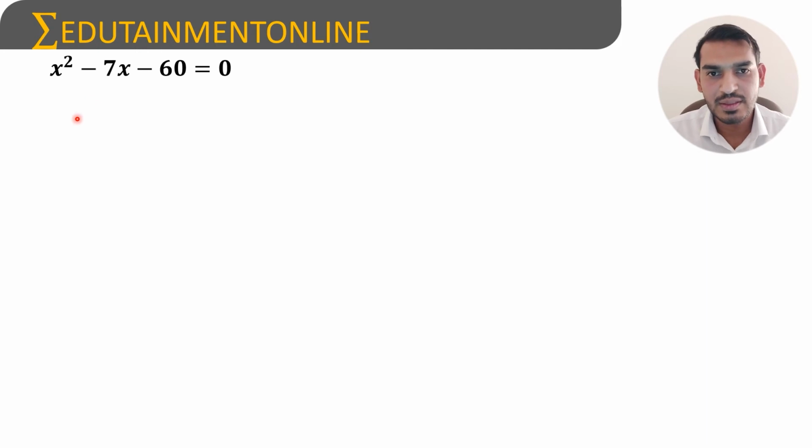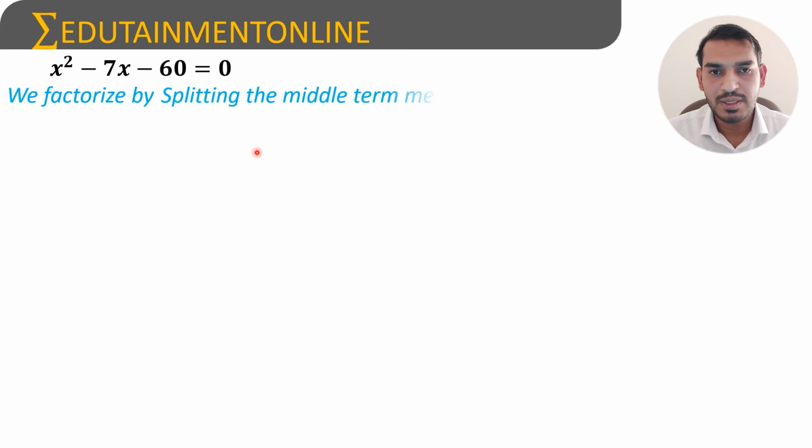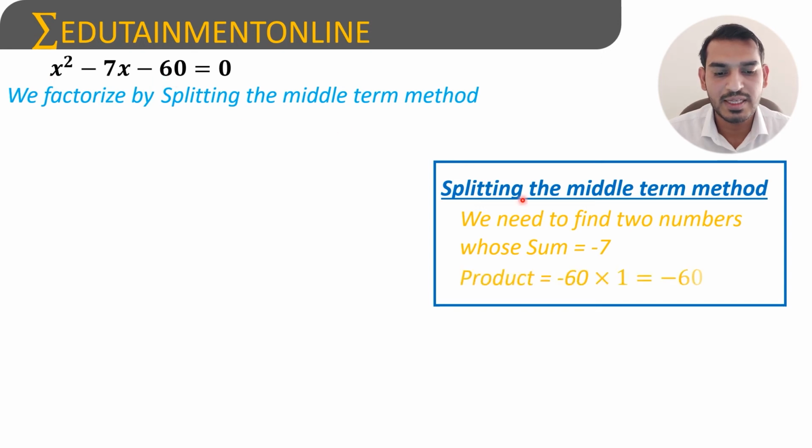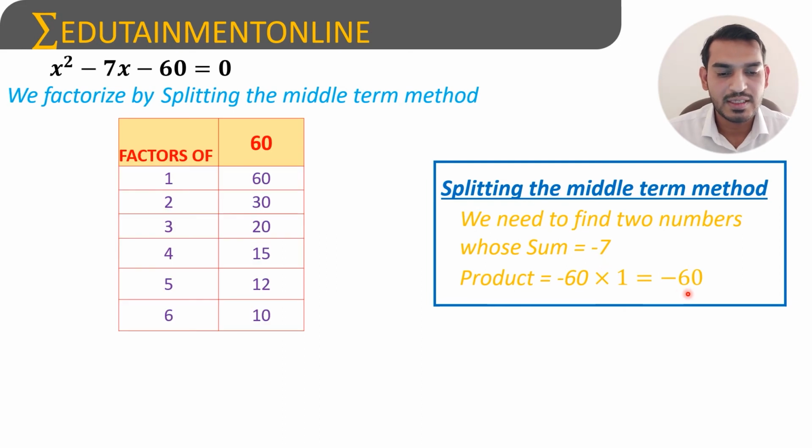Now we can factorize this to get the roots by splitting the middle term. In the splitting the middle term method, we need to find two numbers whose sum is equal to the middle term, minus 7, and whose product is equal to the product of the coefficient of x square and the constant term. So 1 into minus 60 is minus 60. Now we have to find two numbers whose product is minus 60 and sum is minus 7. For that we will take the factors of 60.